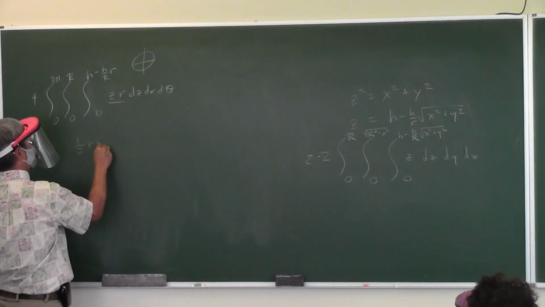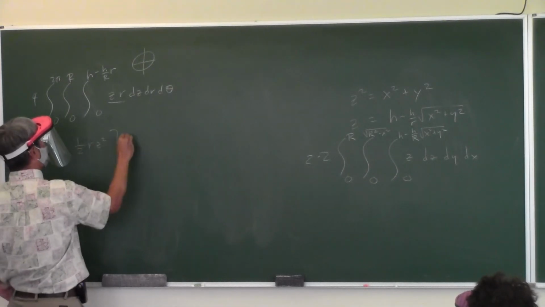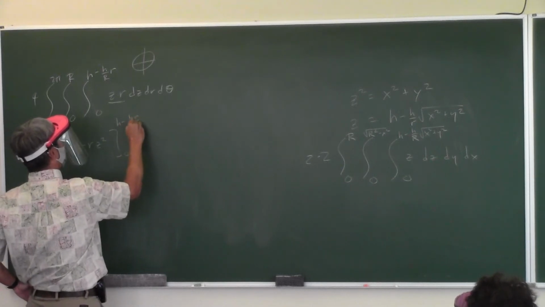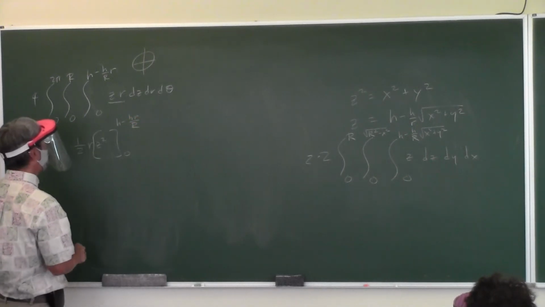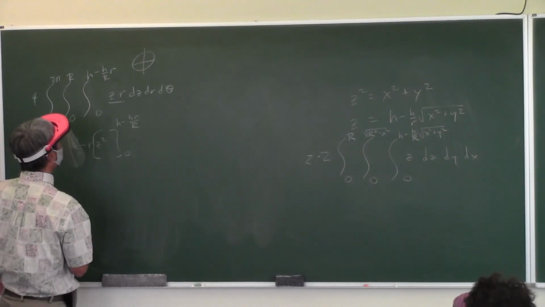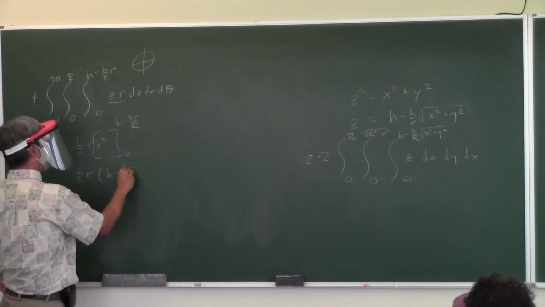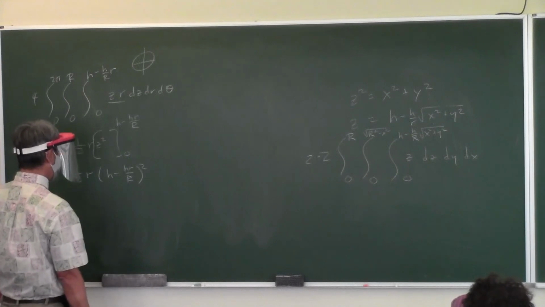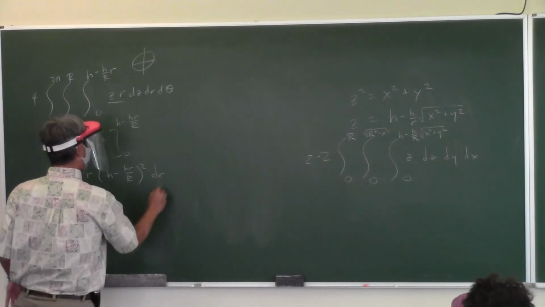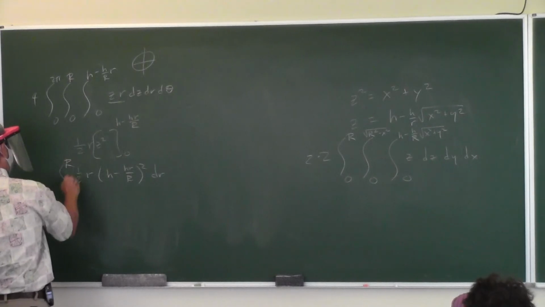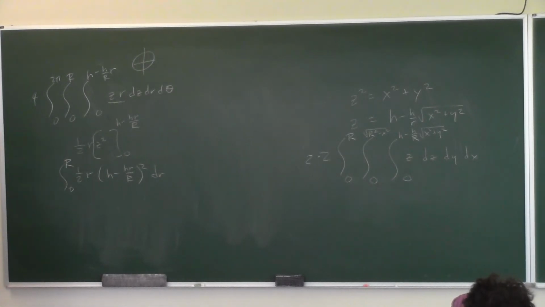1/2 r z squared, is that correct? From 0 to h minus hr over R. Factor out the constant. So 1/2 r (h minus hr over R) squared minus 0. Now we got to integrate this with respect to r from 0 to R. Do I need to multiply out, or can we just do the antiderivative? Yes, without doing a u substitution.